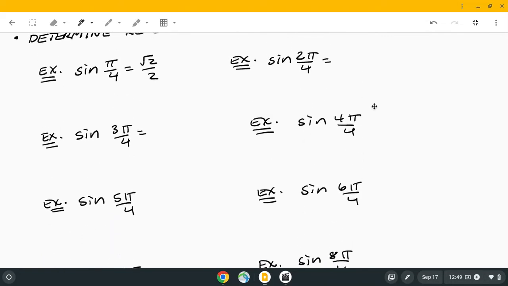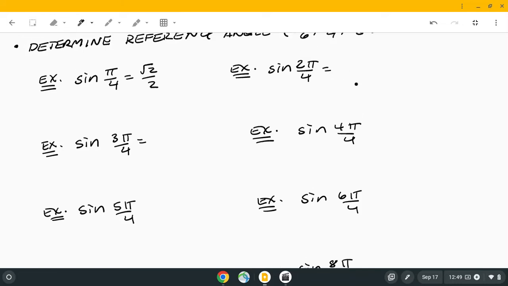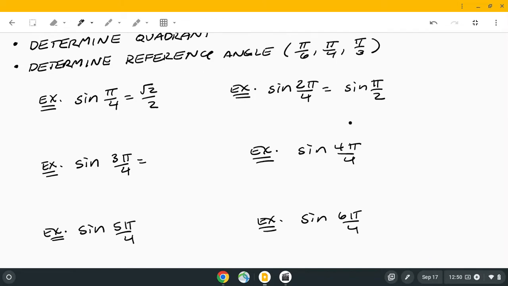We already know that pi over 4 is like 45 degrees, so sine of pi over 4 is square root 2 over 2. 2 pi over 4, well, that fraction reduces. 2 pi over 4 is the same as pi over 2. That's why we should reduce our fractions, because not everything is going to be a fourth. Now this is pi over 2, which is 90 degrees, so we know that the sine of 90 degrees is 1.